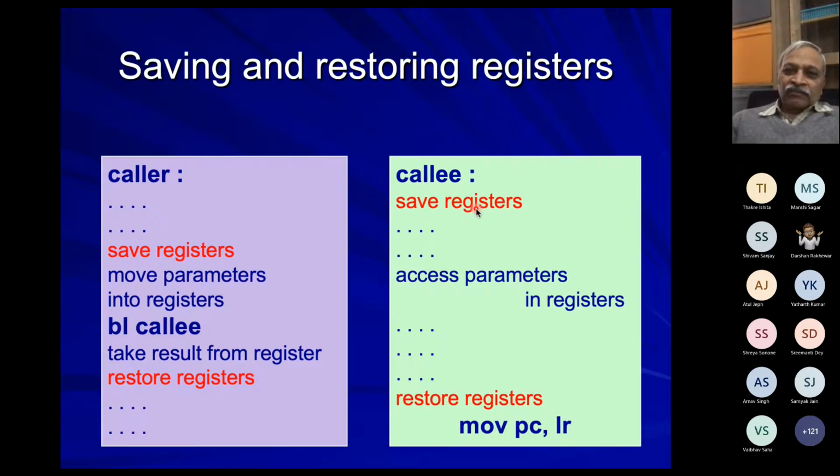So even when compiler would generate the code for ARM assembly, it would follow this convention, because you may be compiling different parts at different times and then linking them together. So certain conventions are always helpful.